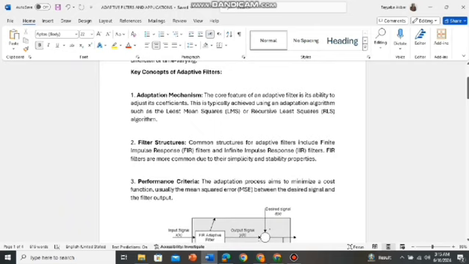The next is performance criteria. What is the performance criteria of adaptive filters? The adaptation process minimizes the cost function using the root mean square error between the desired signal, input and output.